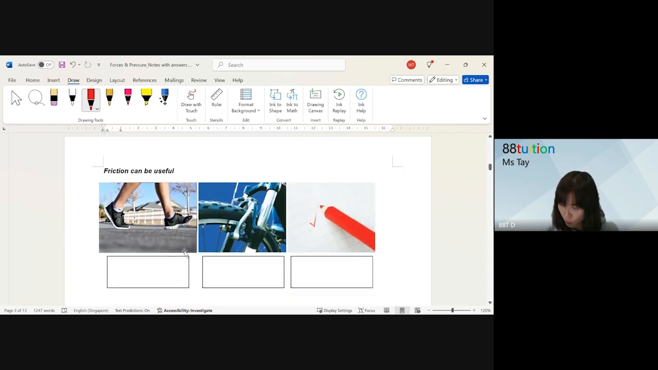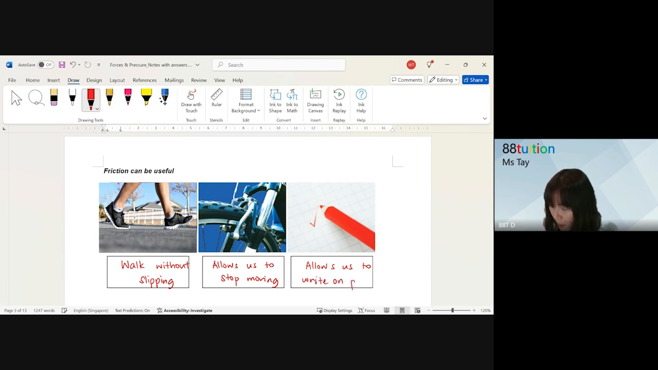Okay, friction can be useful. So it helps us to walk without slipping. Okay, so we don't slip and fall, right? So you can write down as many examples as you want. All right. And then friction allows us to stop moving. Okay. Then allows us to write on paper or surfaces. Yeah, so these are some of the advantages of friction.